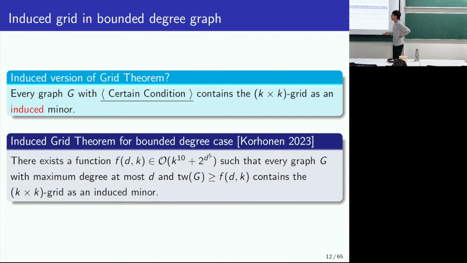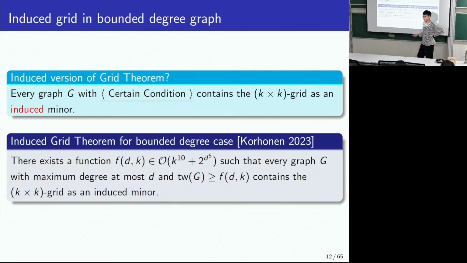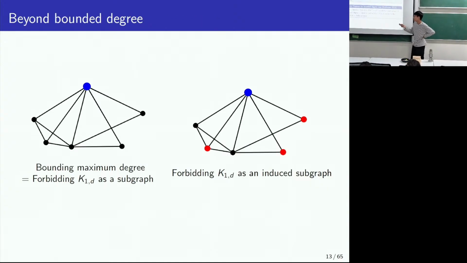So people were thinking about this induced version of the grid theorem, and Korhonen proved that for graphs with bounded maximum degree, we can find this induced version of the grid theorem, saying that if a graph has bounded degree and large tree width, then it will have a k by k grid as an induced minor. And we wanted to generalize this theorem, especially the maximum degree part. So how shall we do that?